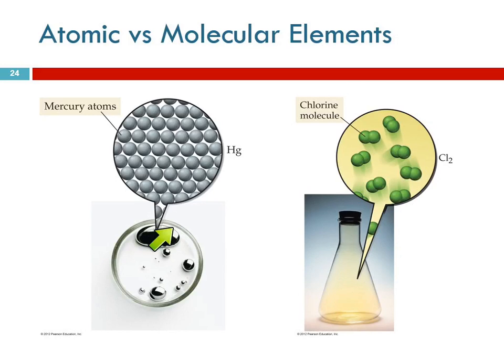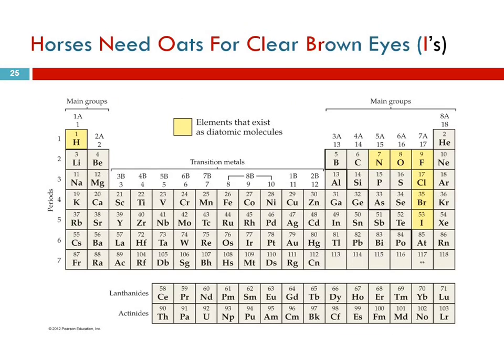So this is a picture of liquid mercury. Really neat stuff. Unfortunately, it's toxic, so we can't just play with it. But mercury is composed of individual mercury atoms. Here's chlorine gas in a flask. It is composed of chlorine molecules, not atoms. And that's the difference between atomic and molecular elements.